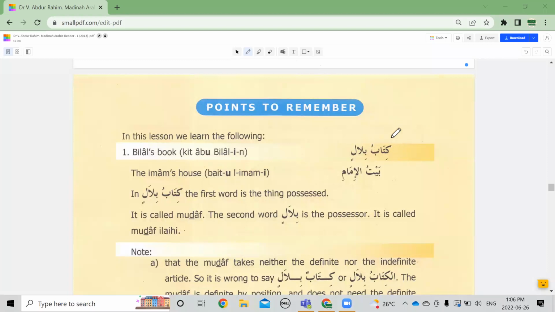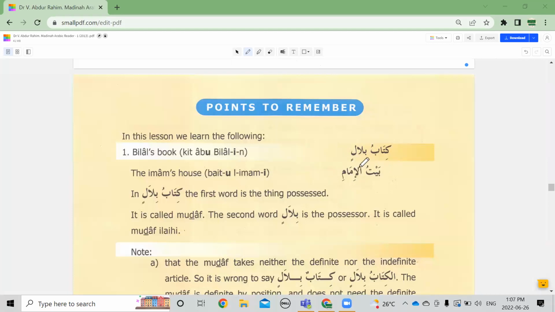So the main rule for mudaf is that it is ghayr munsarif. That means it does not have tanween, and it also does not have alif lam. So it has neither. Okay, not alif lam and not tanween. So just kitabu, not al kitabu and not kitabun. And for the mudaf ilayh, the rule is that it has to be majroor. Majroor means that it will have either a kasra or kasratain. So kitabu bilalin. For example, here we have baytul imami.